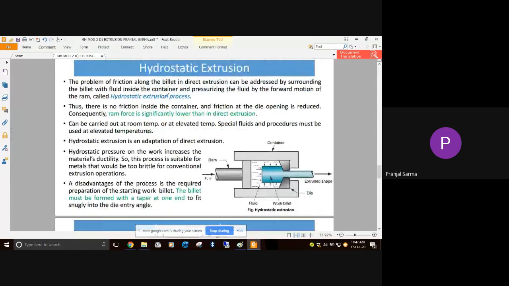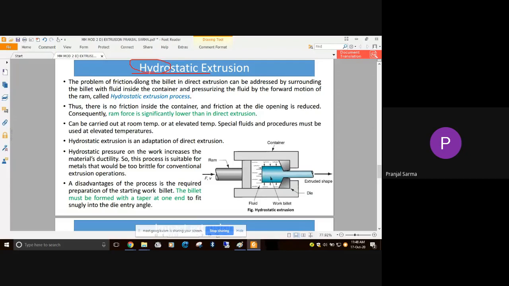As the name itself suggests, the word hydro is already there, so you can very easily understand that some fluid will be involved in the extrusion process. Some motivation definitely will be there. In direct extrusion, the rigidity of the ram itself is good, and whatever dimension or design you give in the die, based on that you are going to get the product. But there was friction force, and because of that high ram pressure was required. Those are the main problems.